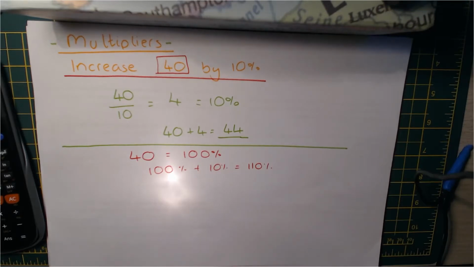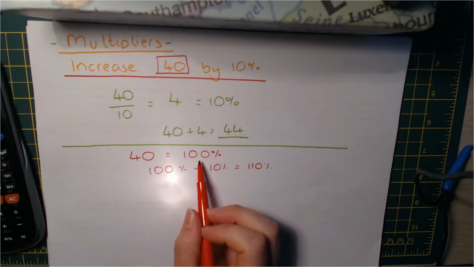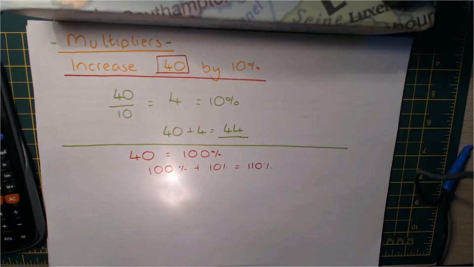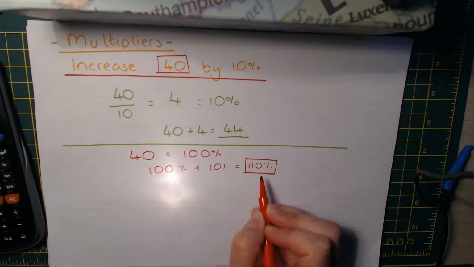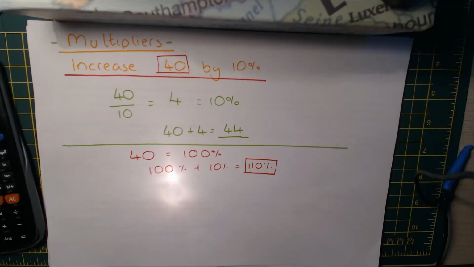Now I know some of you are thinking, but you can't have anything higher than 100%. You most certainly can. Okay. The 100% is always our original amount though. So now we're happy with this bit here. We're trying to find 110% of 40. Okay, that's what we're trying to achieve.